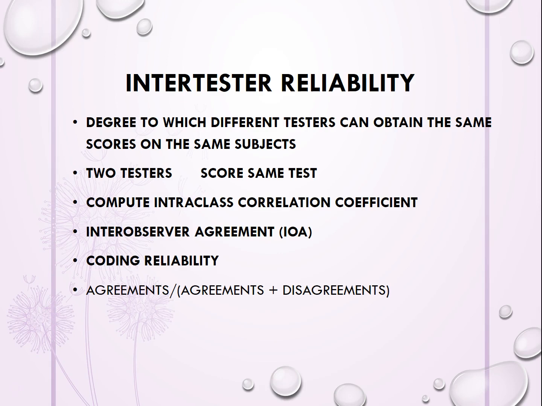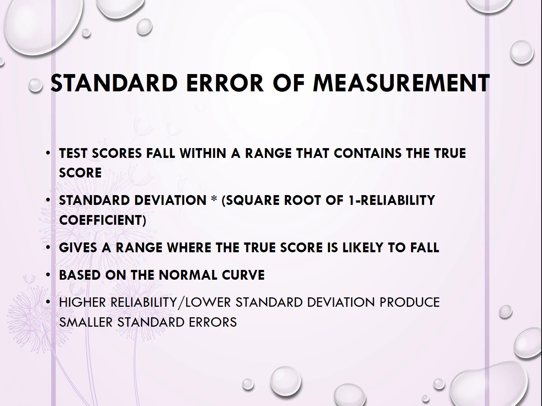Inter-observer agreement, IOA, is coding reliability. It is the agreements divided by the sum of agreements and disagreements. Standard error of measurement. Every test yields only observed scores. We can obtain only estimates of a person's true score. It is much better to think of test scores as falling within a range that contain the true score.